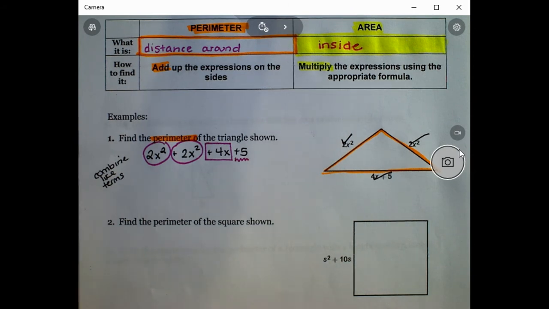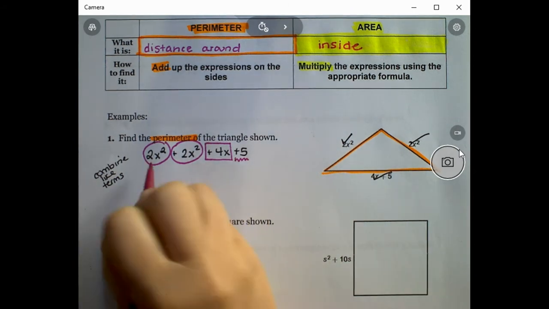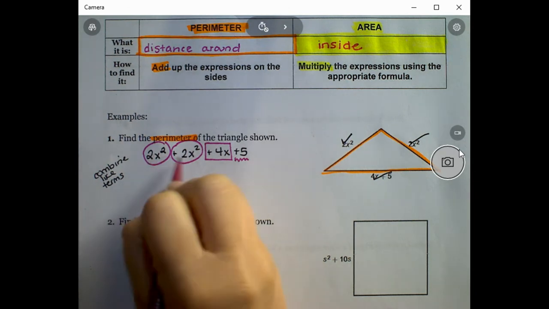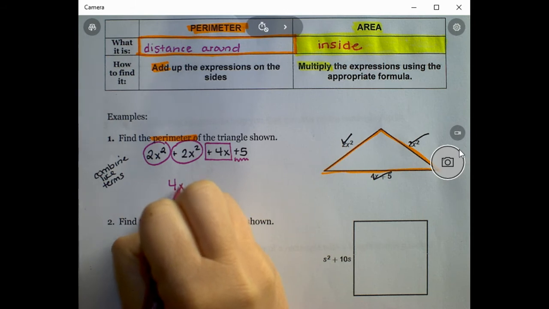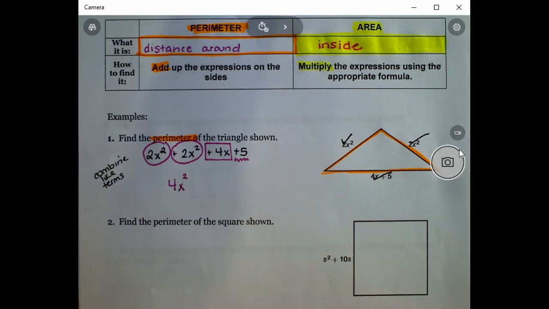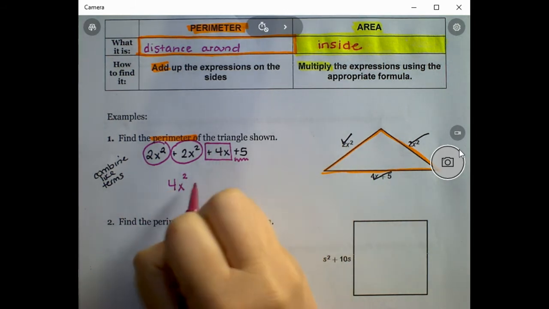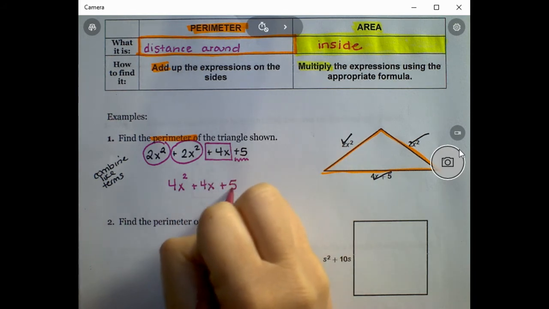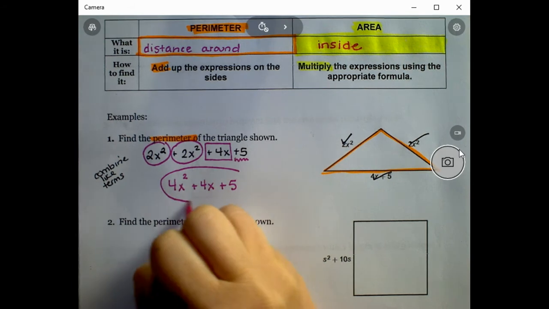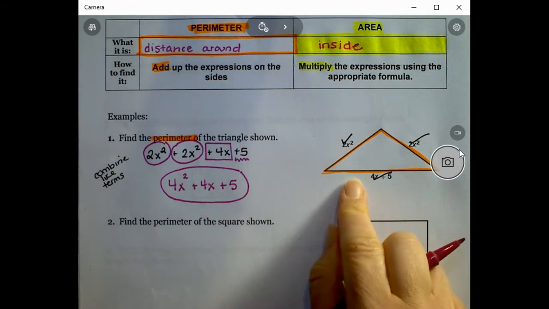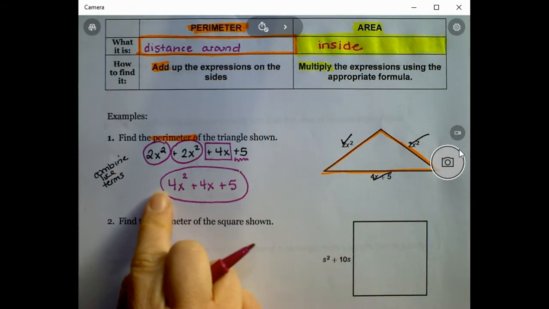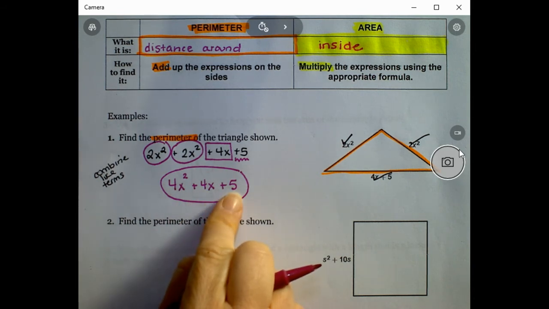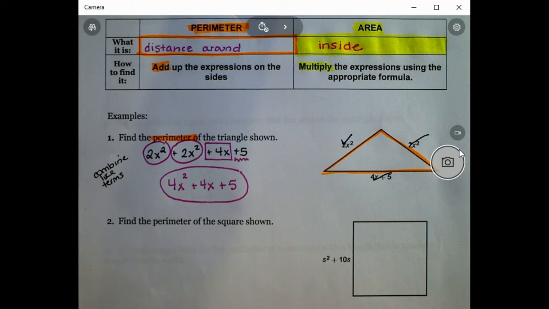Now we're going to combine like terms. So we have 2 x squareds and 2 more x squareds. 2 plus 2 is 4 x squared. Nothing to combine 4x with, and nothing to combine 5 with. So the expression that represents the perimeter is 4x squared plus 4x plus 5. All right, let's look at the next one.